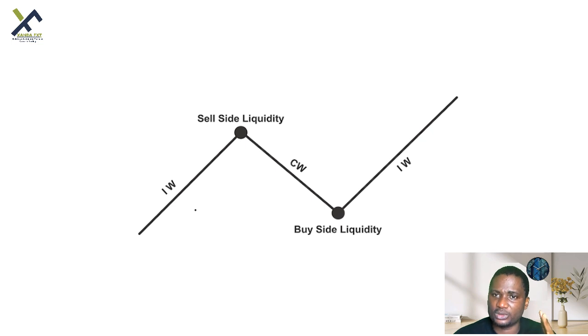Now, the second thing I want you to understand is that liquidity pool is made up of two types. We have the sell side liquidity and we have the buy side liquidity. The sell side liquidity is where a lot of traders are willing to initiate a sell order. The buy side liquidity involves where a lot of traders are willing to initiate a buy order.